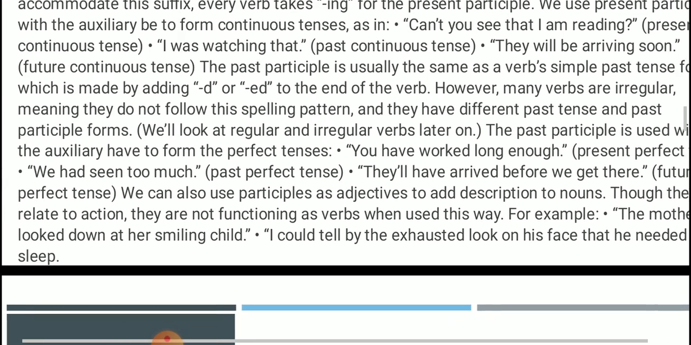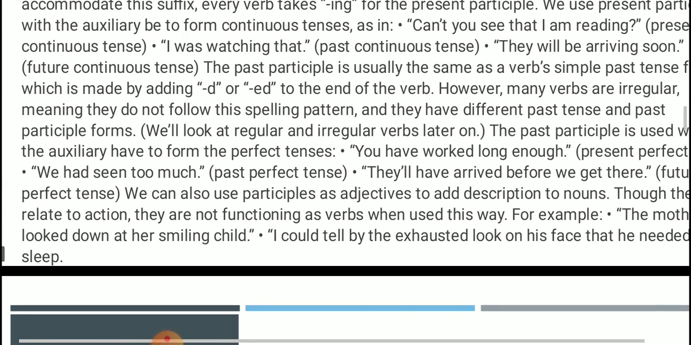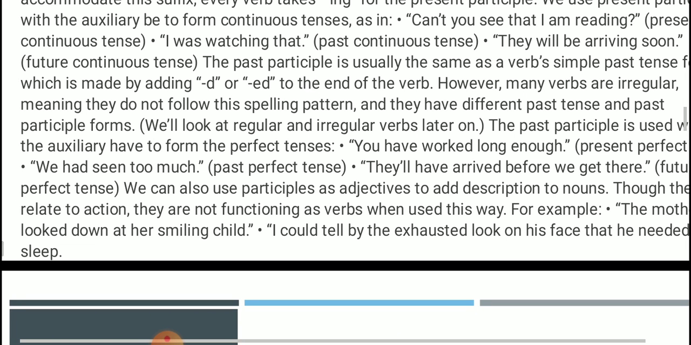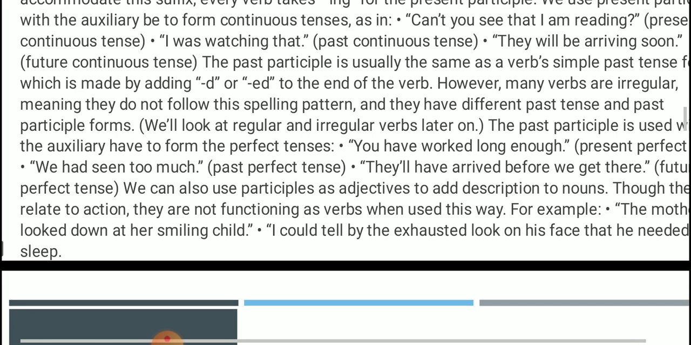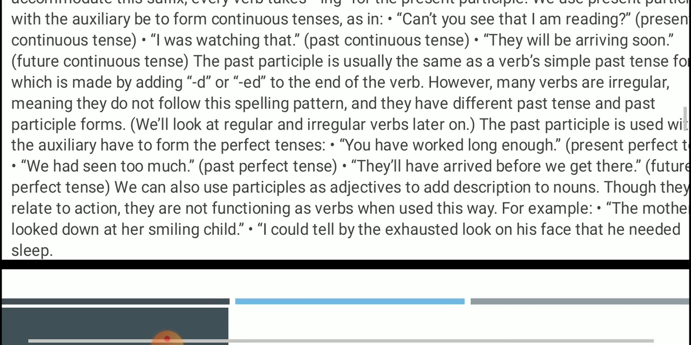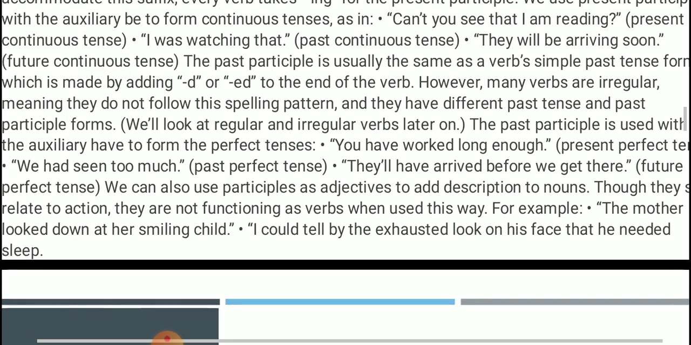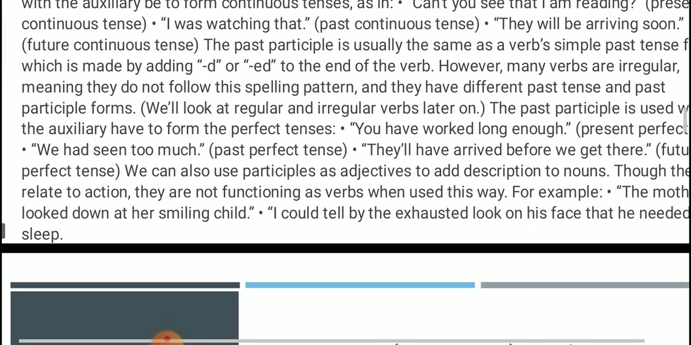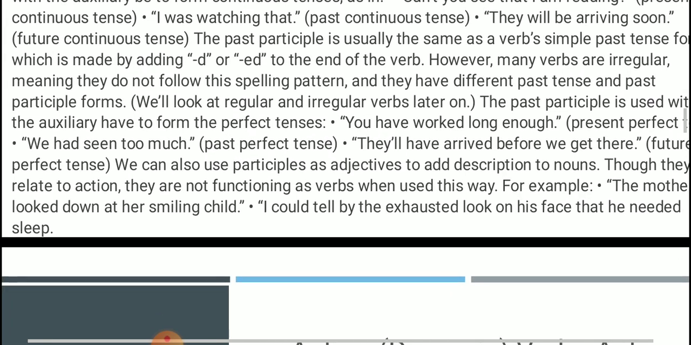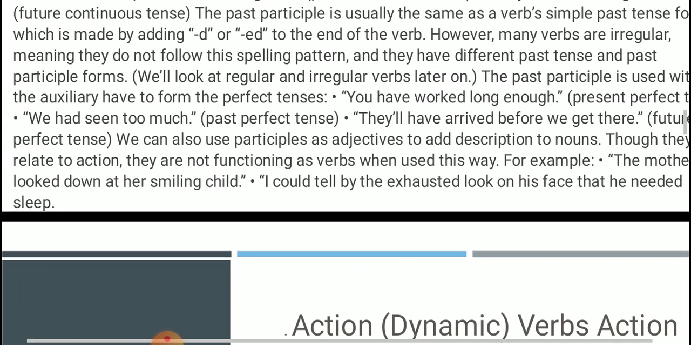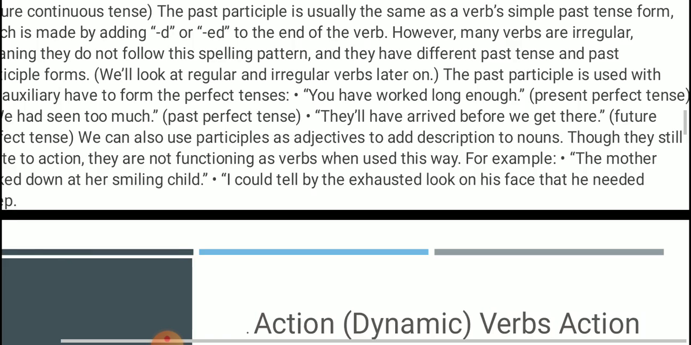The past participle is used with the auxiliary verb to form the perfect tenses. You can see here the past participle is used with certain auxiliary verbs, and that auxiliary verb may be have, and when have, had, or has is attached with the main verb, we can use that sentence in perfective aspect. You have worked long enough. This is the present perfect tense. We had seen too much. Past perfect tense. They will have arrived before we get there. Future perfect tense. We can also use participles as adjectives to add description to nouns.